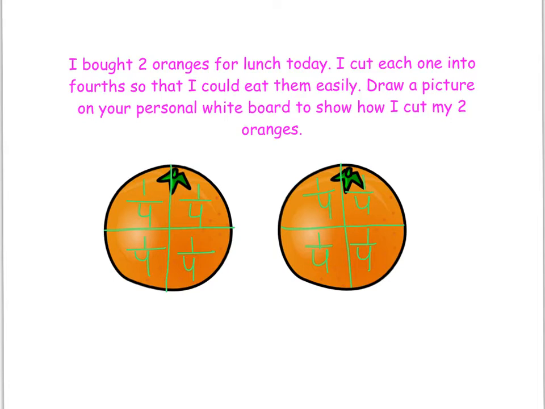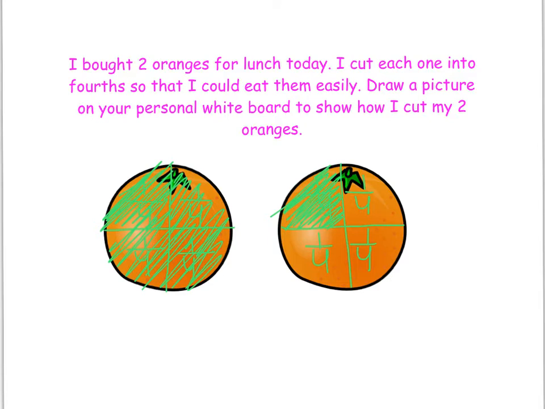I was so hungry, I ate 1 whole orange and 1 piece of the second orange. I'm going to shade that in to show what I ate. I ate this whole orange and I ate 1 piece of the second orange. I shaded in 5 pieces. 1, 2, 3, 4, 5. Our unit is fourths, so we can say that I ate 5/4 of an orange for lunch. 1/4, 2/4, 3/4, 4/4, 5/4.